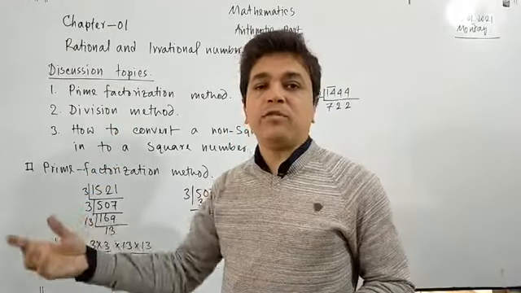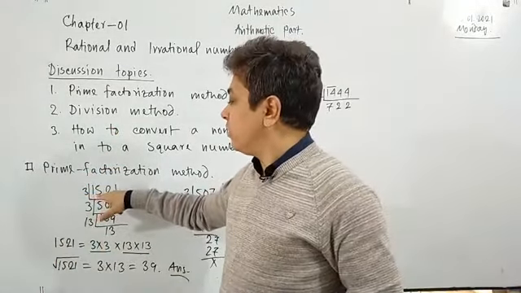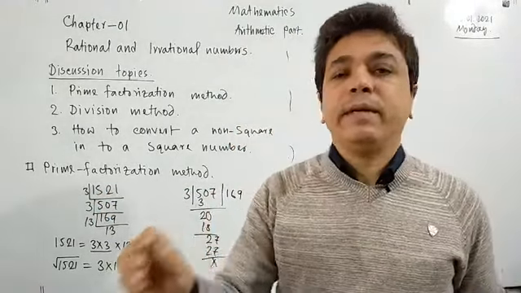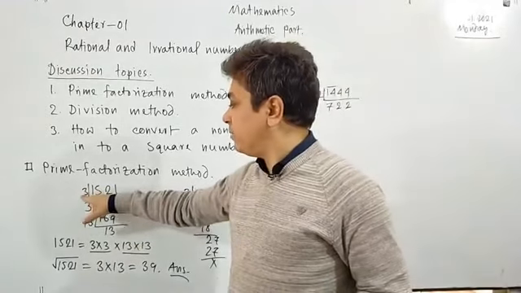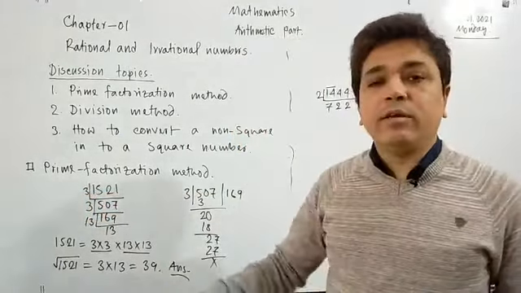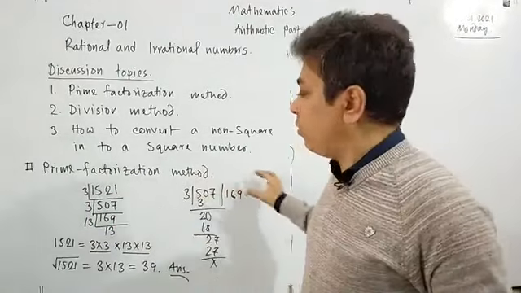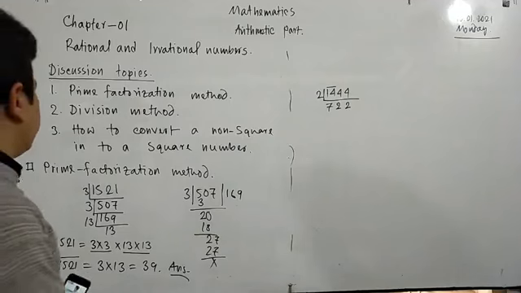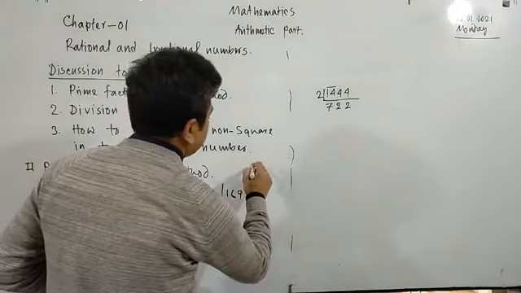So 2 is not possible. We have to try 3. Look at that here, 1521. This number must divide by 3. So we have taken 3 here. You can do it this way, or you can do it your own way. You can just divide.